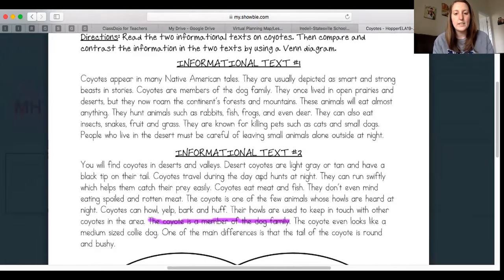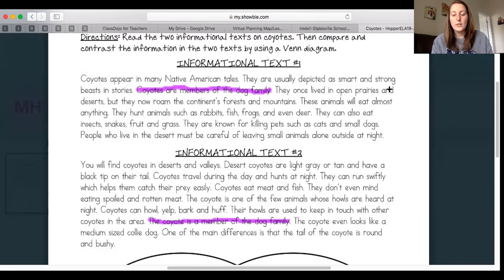And let me see if I can find it up in this first passage here. Coyotes appear in many of the Native American tales. They're usually depicted as smart and strong beasts. Coyotes are members of the dog family. Oh, it says the same thing or a similar thing in both texts. So I know that both of these texts tell me that coyotes are members of the dog family. Let's see if I can find anything else that's in both of our informational texts.